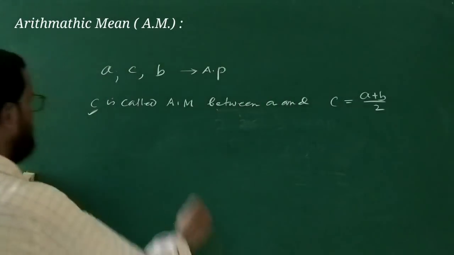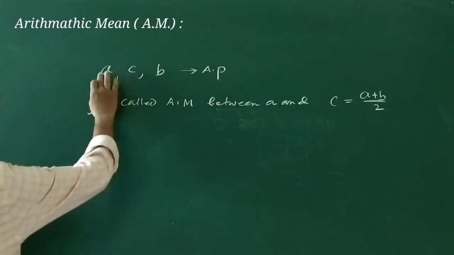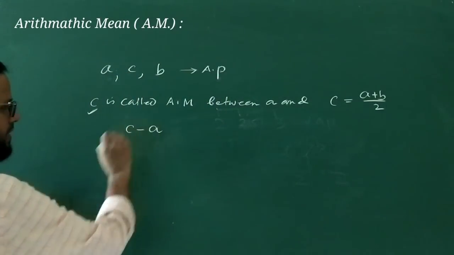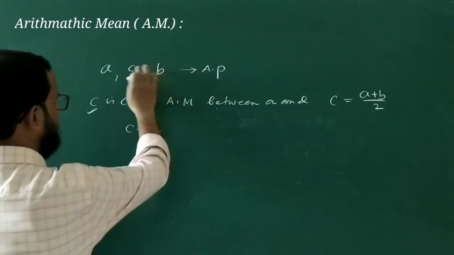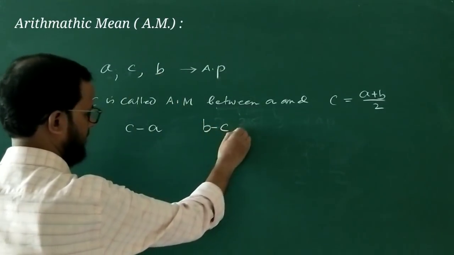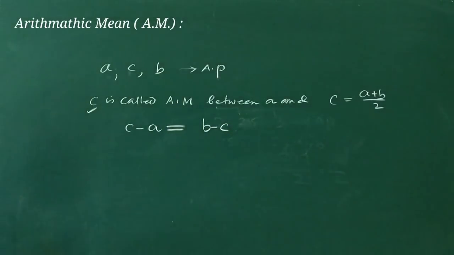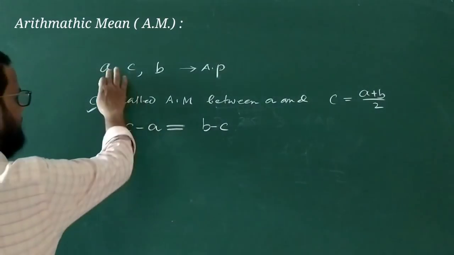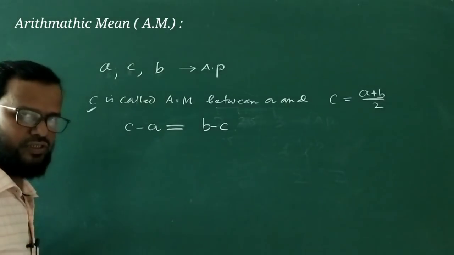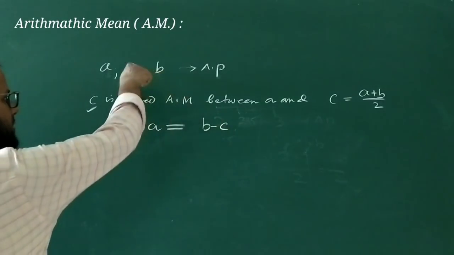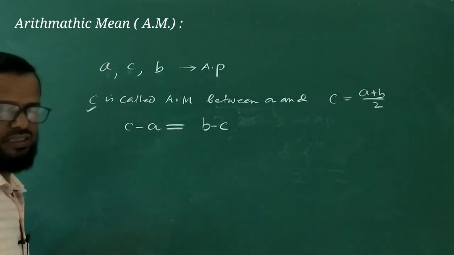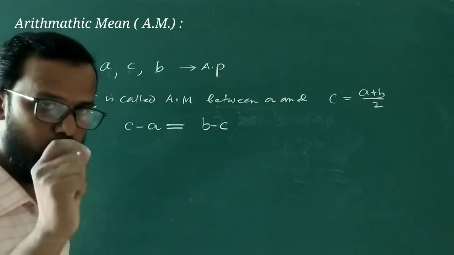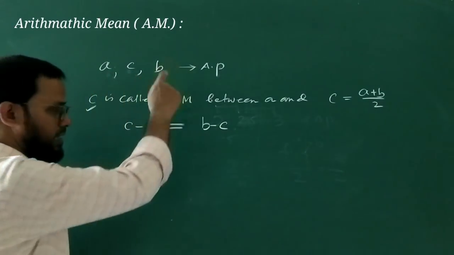So A, C, B are in AP means what? Consecutive terms' difference, C minus A and B minus C, the difference of these two should be the same, according to the definition of arithmetic progression. If A, C, B are in arithmetic progression, I am saying C will be an arithmetic mean.